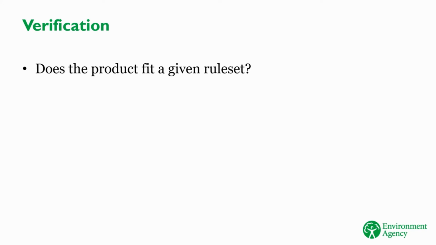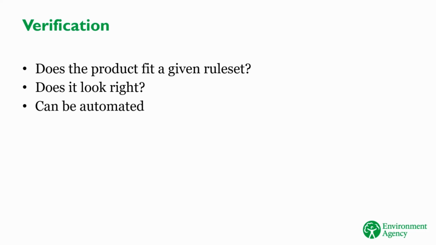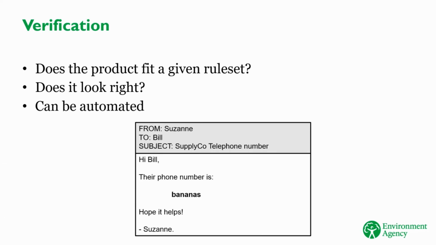Because you're checking against a rule set, verification can often be carried out automatically by a computer. For example, imagine you ask one of your colleagues to email you the phone number for a supplier. When you read the email, you notice what they've sent as a phone number is actually a word. You know that a phone number should be a string of numbers, 10 digits long. The data you've received doesn't match those rules, so it is not verified.